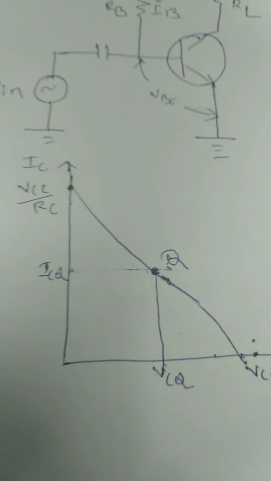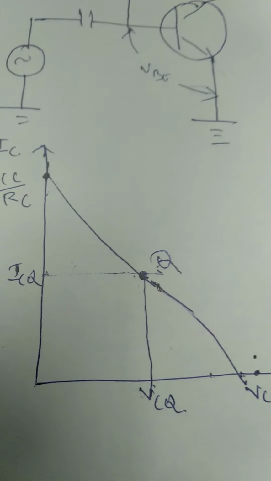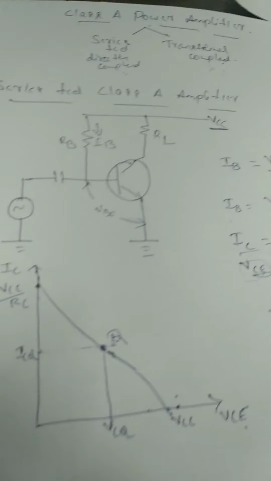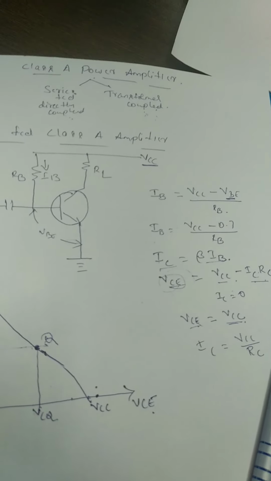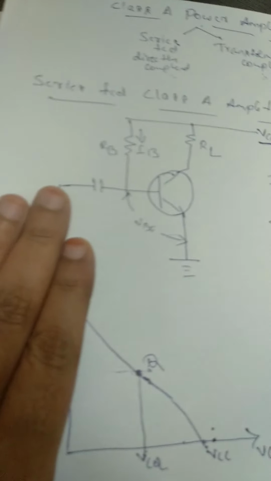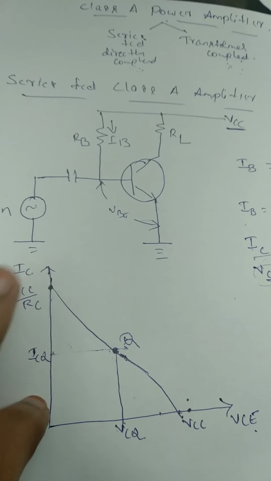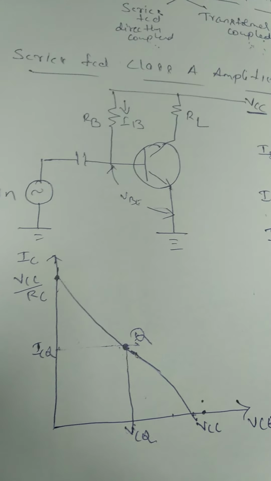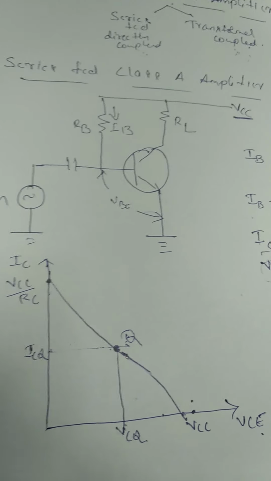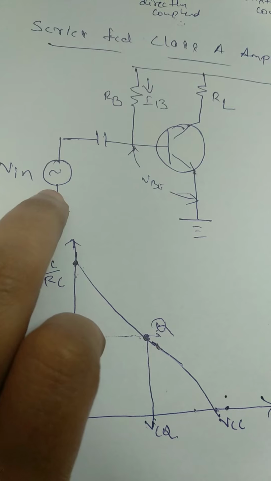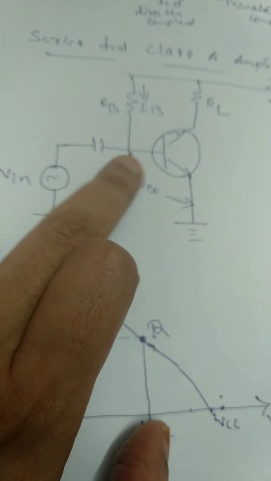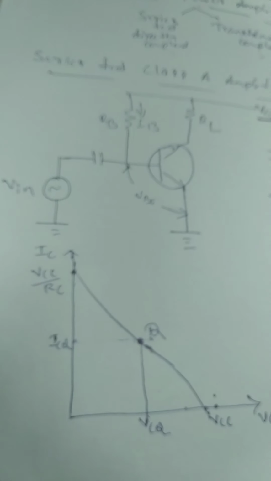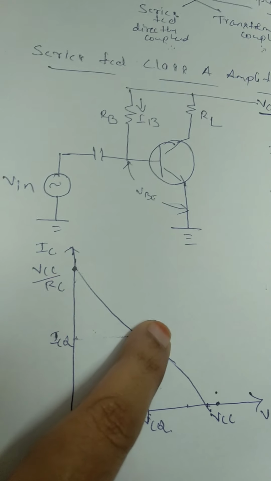Now we'll see the AC operation. Till now, everything we discussed and defined was for when the AC signal is not applied. When the AC signal is applied, the base current will vary. When you apply a small input signal to the base of a transistor, the base current will vary above the DC bias point.